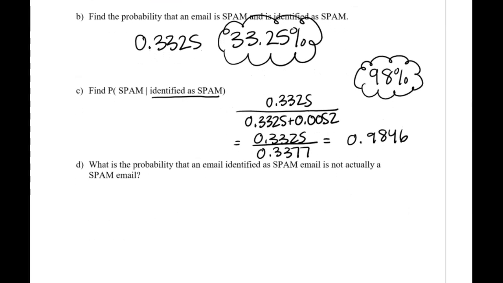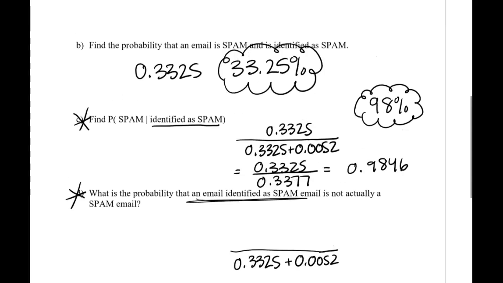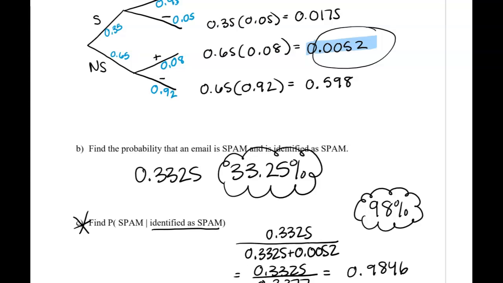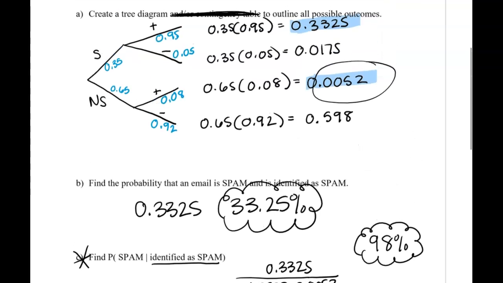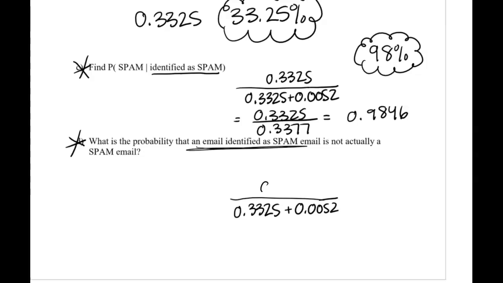Okay, what's the probability that an email identified as spam email is not actually a spam email? That's very similar to part C. Only this one, we're saying email identified as spam. So that's the same denominator, okay? It's still those same. Basically, it's either spam and is identified as spam, or not spam and is identified as spam. But now our numerator is actually the 0.0052, because it's how many is not actually spam. So 0.0052 divided by 0.3377.